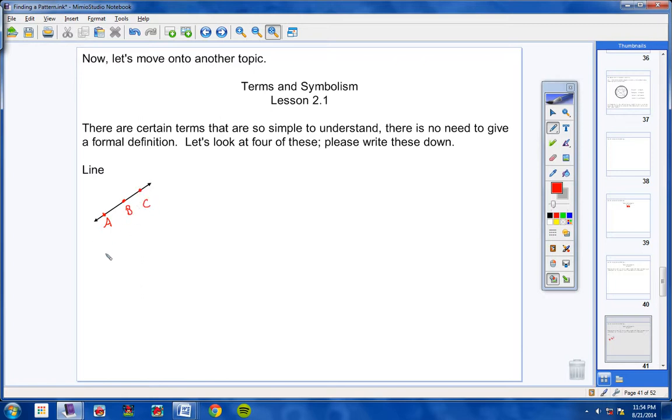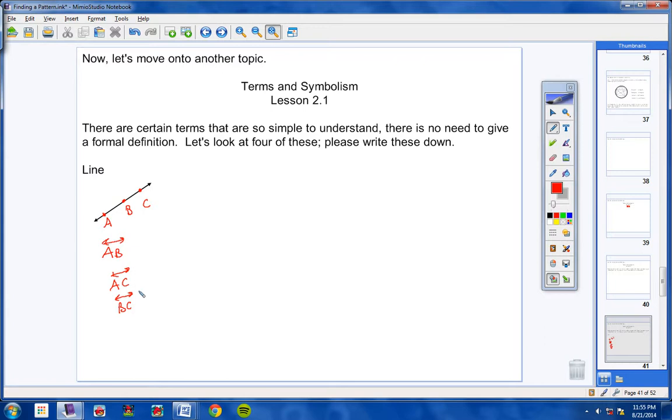So we could call this line AB, or we could call this line line AC, or we could call this line BC. Any of those would be acceptable. So I would definitely write all this down and take notes on this, okay?